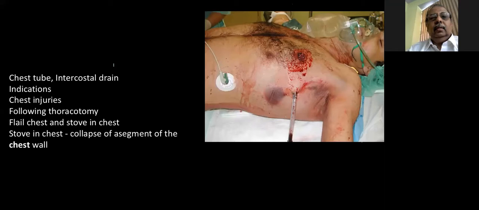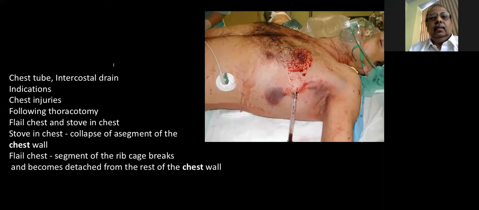They may ask, what is Stowin test? It is the collapse of a segment onto the chest wall. And the flail chest means the segment of the rib cage breaks. So there is a double fracture of the rib, so there is a free segment. It gets detached from the rest of the chest wall.